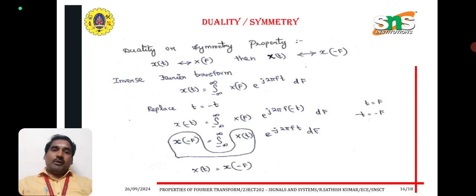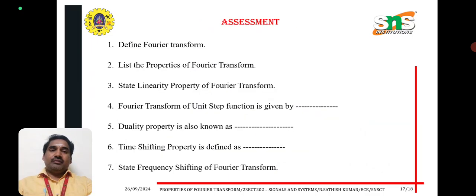Next, duality property. x(t) pair with X(f), then X(t) pair with x(minus f). Therefore, x(t) is equal to the integral from minus infinity to plus infinity of X(f) e^(+j2πft) df. Now we can replace t by minus t, and we get x(minus t) equal to the integral of X(f) e^(-j2πft) df, that is, X(t) pair with x(minus f). Now we can see the assessment.